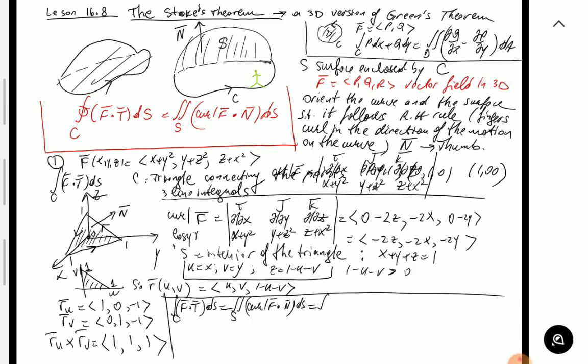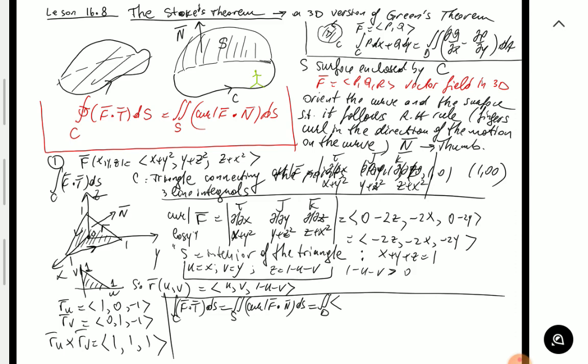And now this becomes a double integral over the parameter domain, u and v. And now it's time to substitute the vector field onto the surface. I mean, plug in the surface components into the vector field. So let's do that carefully.